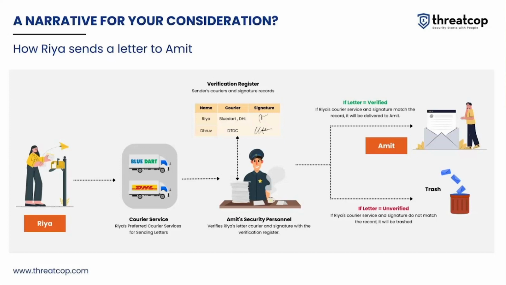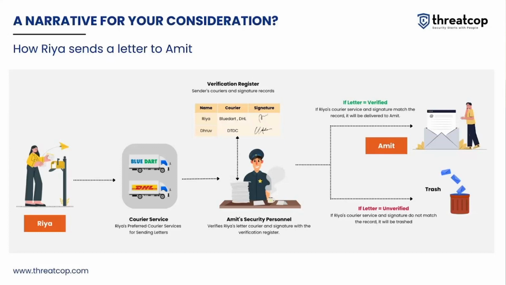There's a verification register that Amit's security personnel already has. The register contains all the names of the senders and the couriers they usually use to send. Basically, these are the already verified courier services that the sender uses. Then the third part is the signature. Signature is as simple as what you see in a bank. Whenever you process a check, the bank first verifies the signature already in their database. Only when the signature is matched does your check get processed.